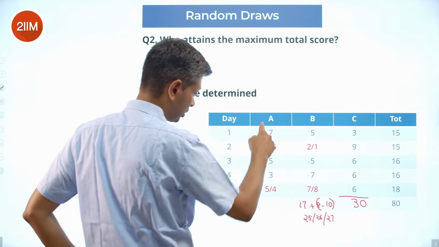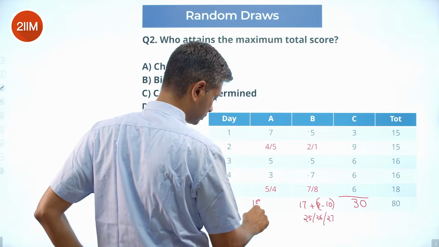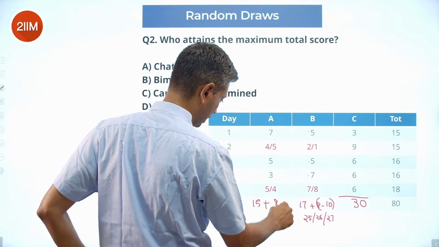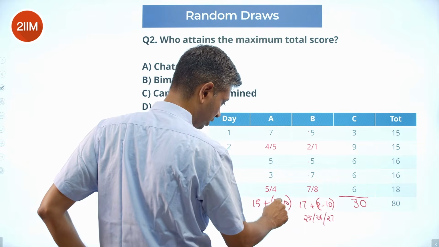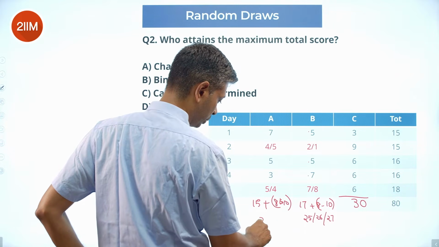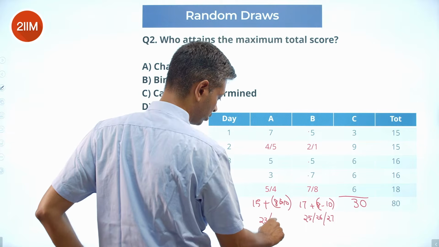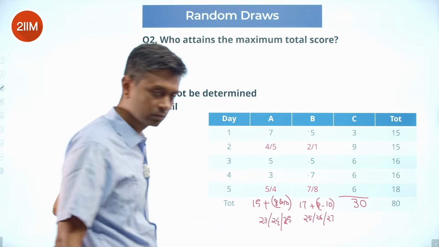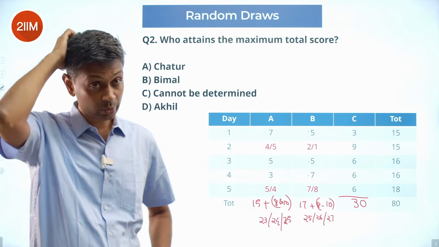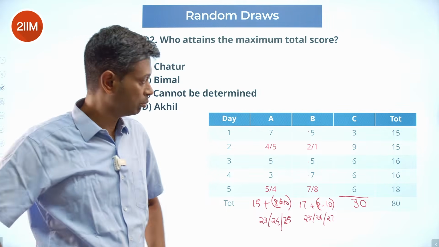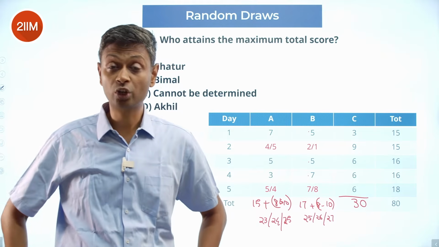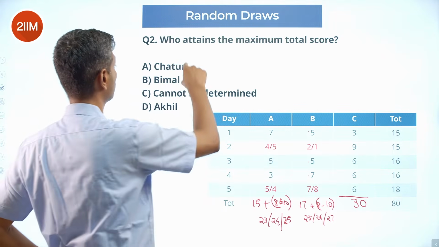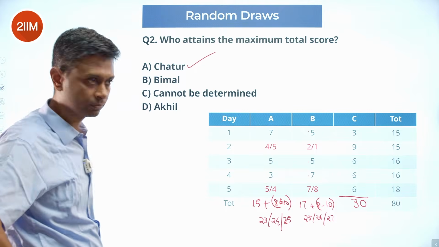What happens here? 7 plus 5 plus 3 is 15. 4 plus 4 is 8. 5 plus 5 is 10. Again 8 to 10, not 8 minus 10. 8 to 10. 15 plus 8 is 23 to 25, so it is 23, 24 or 25. So Akhil's score is 23, 24 or 25 total. Bimal's score is 25, 26 or 27. Chatur's score is 30. We cannot find all three scores. But the question says who got the maximum total score? That's definitely Chatur.